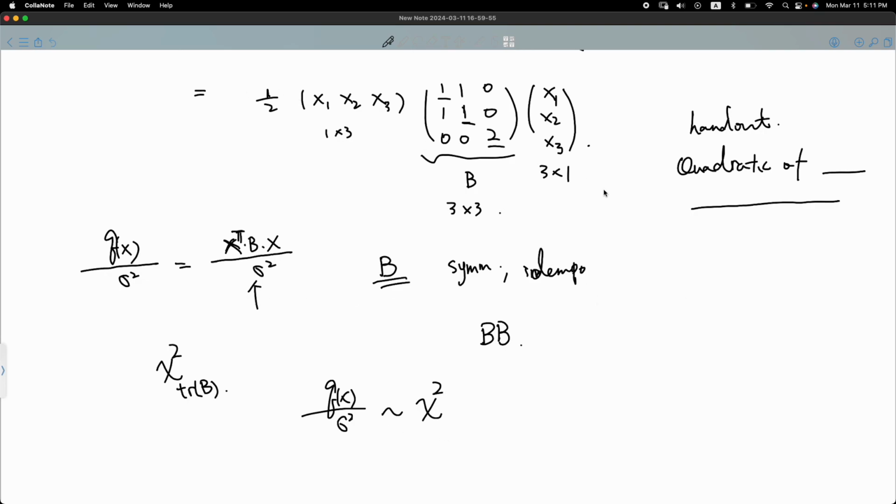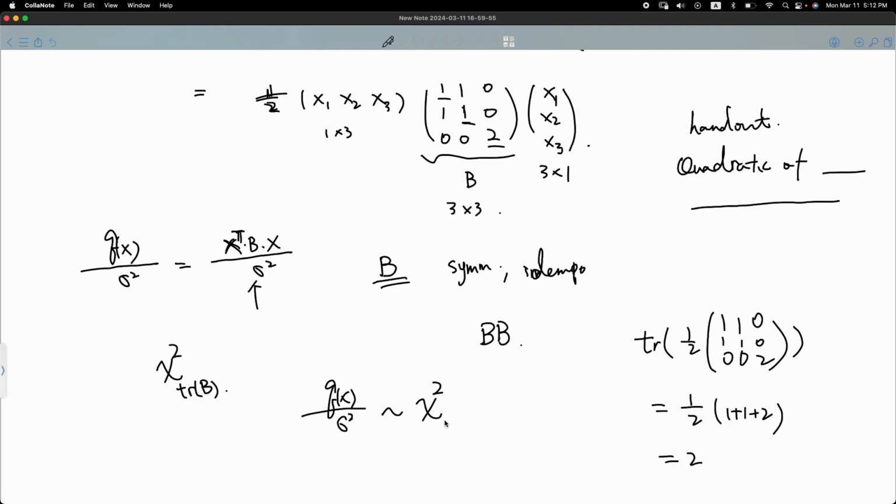So we define the matrix B as 1/2 multiplied by this part. So the trace of 1/2 and then 1, 1, 0, 1, 1, 0, and then 0, 0, 2. Then this is equal to 1/2 multiplied by the trace of this matrix. So the trace is just the sum of the diagonal elements. So it's just 1/2 multiplied by 1 plus 1 plus 2. So it's equal to 2. So this is just a chi-square with degree of freedom 2.